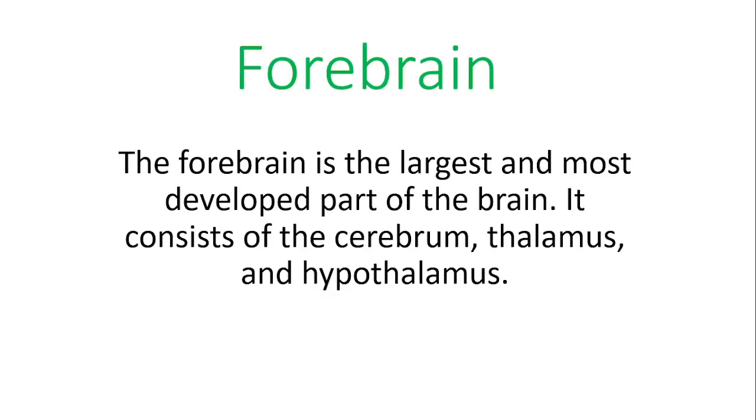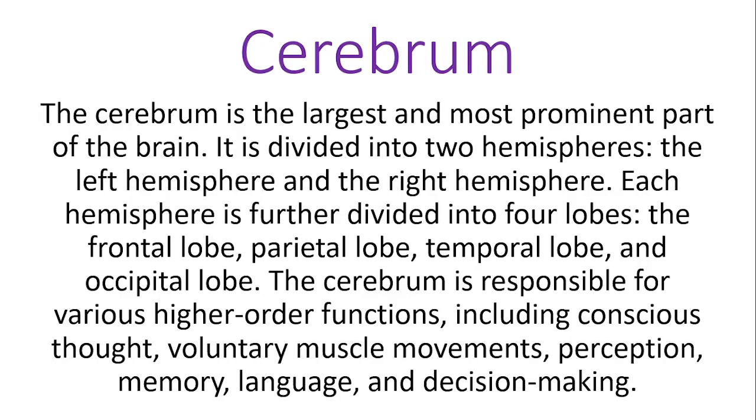The forebrain. The forebrain is the largest and most developed part of the brain. It consists of the cerebellum, thalamus, and the hypothalamus. The cerebellum. The cerebellum is the largest and most prominent part of the brain. It is divided into two hemispheres, the left hemisphere and the right hemisphere. Each hemisphere is further divided into four lobes: the frontal lobe, parietal lobe, temporal lobe, and the occipital lobe. The cerebellum is responsible for various higher order functions, including conscious thought, voluntary muscle movements, perception, memory, language, and decision making.